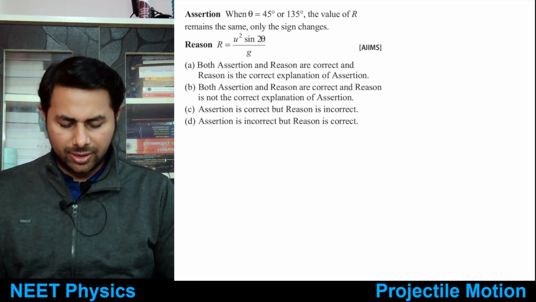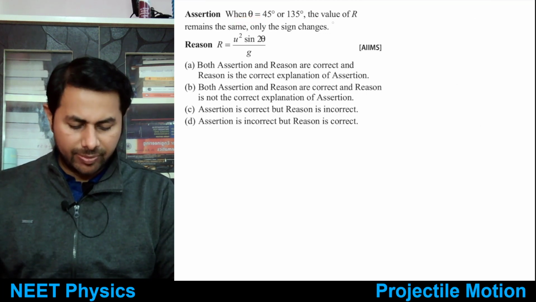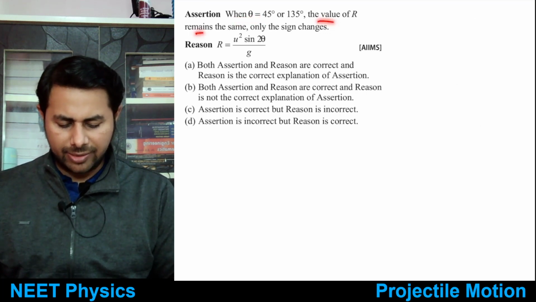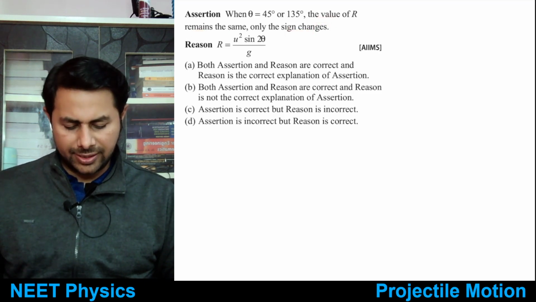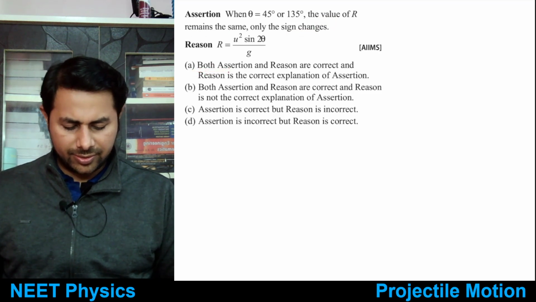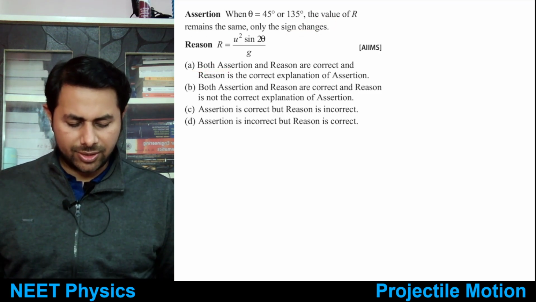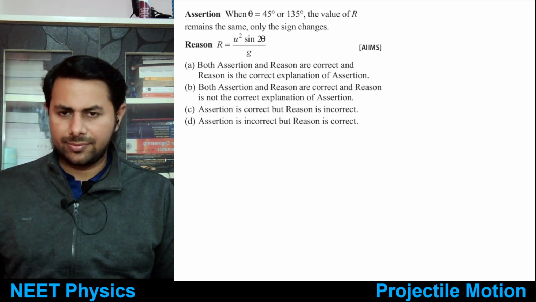Let's see the next one. When theta is 45 degrees or 135 degrees, the value of R remains the same, only the sign changes. Both assertion and reason are correct, and reason is the correct explanation of assertion. Tell me which one is correct.